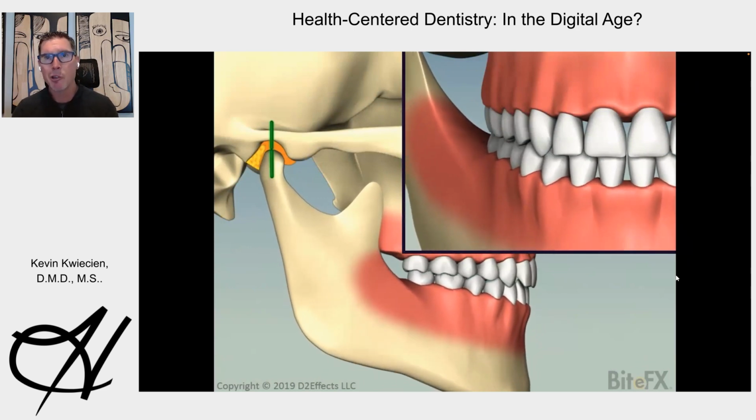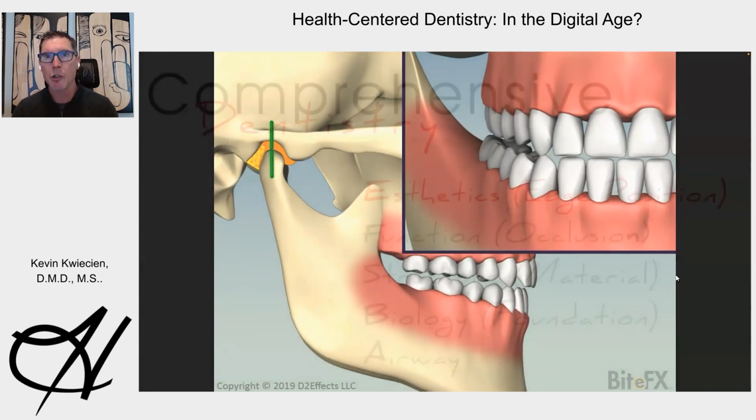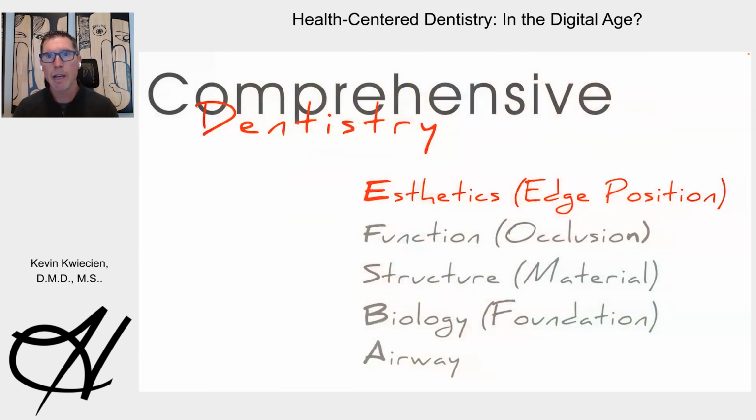So when I'm thinking about treatment planning, I want to treat for optimal. And I do that in a very systematic approach. And we always start with aesthetics. Now, we've always called it aesthetics, function, structure, biology, and airway. For me, it's not about aesthetics. And that's what I want. It's going to be very helpful in the digital era for all of us. It's not so much about aesthetics. It really is, the E for me is more about edge position.